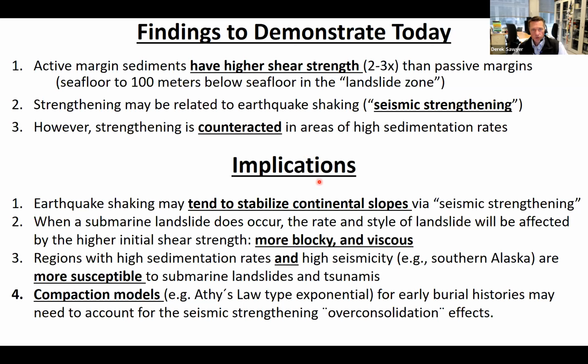Implications for those, just a few here. This earthquake shaking, if it can densify the sediments, is going to have a stabilizing effect on large scale areas of continental slopes, back to what was earlier seen by USGS colleagues. If a landslide does occur from these materials, then the style of that landslide is going to be affected by those properties. In particular, if it's seismically strengthened, if it does break loose, it's perhaps going to tend to be more blocky and a more viscous style of failure, and vice versa. Regions that have both high seismicity and high sedimentation rates, such as Southern Alaska, I think are arguably the most susceptible, the most, quote unquote, dangerous for these submarine landslides and tsunami type hazards, because you have weak sediments and high shaking intensities.